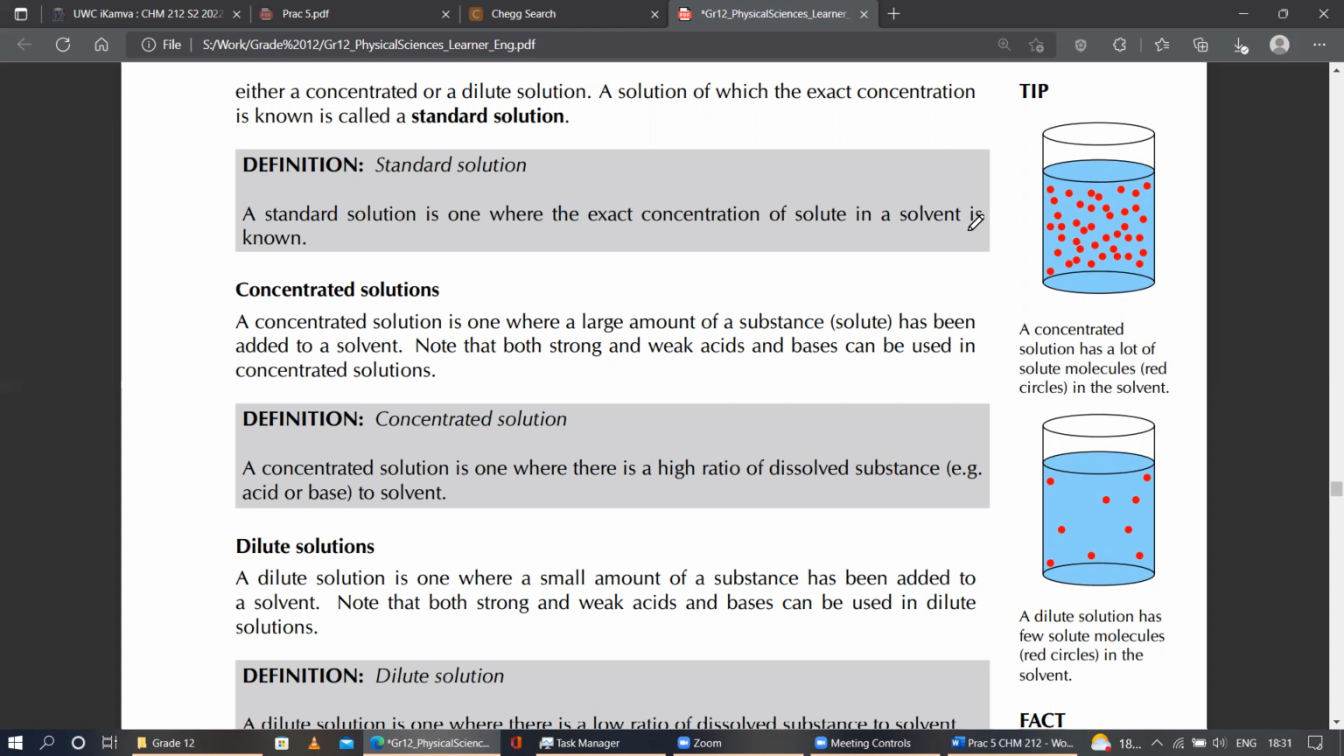So a concentrated solution is a solution where there is a high ratio of dissolved substance. Basically, the concentration of the solute, or let's say the concentration of the acid or the base, outweighs, or overpowers, the concentration of the water. Or let me just use sugar.